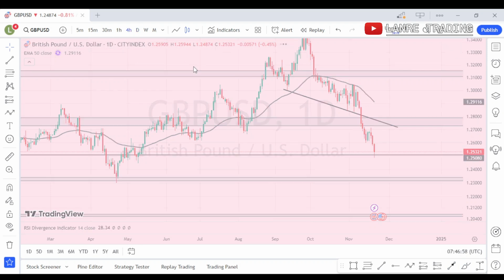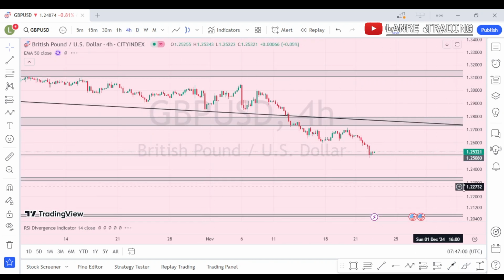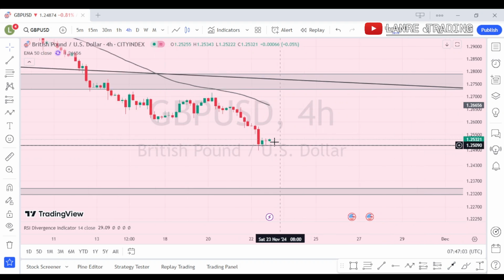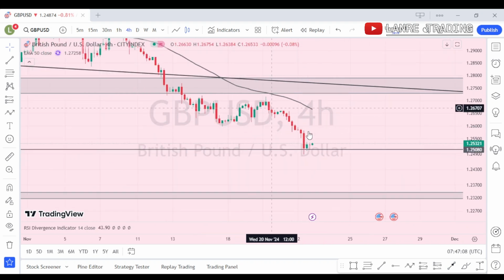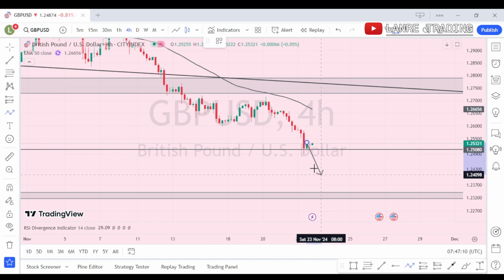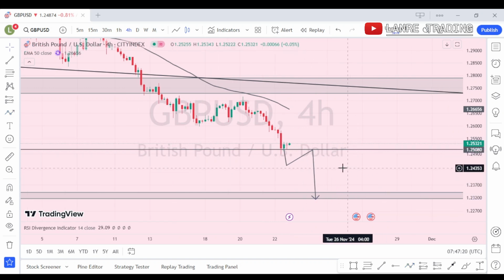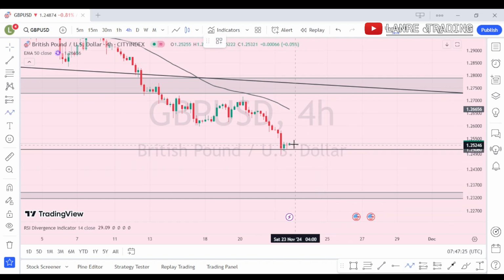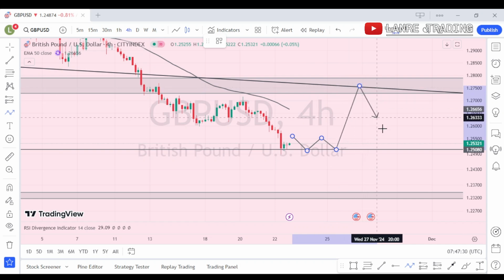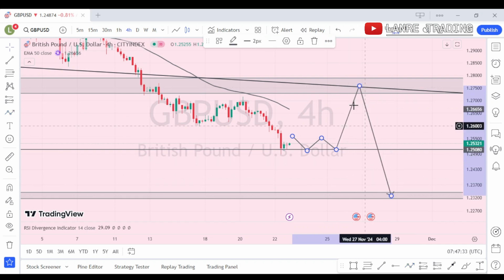Okay, let me scale down to the 4-hour time frame. You see this level that we are at right now. Every indication on this particular chart is pointing downwards. So price might tend to take this level out, test it, and continue the downward trend. Price might do that, and price might also bounce off to retest this level before it comes back, because we are at a particular level where we need to be careful.